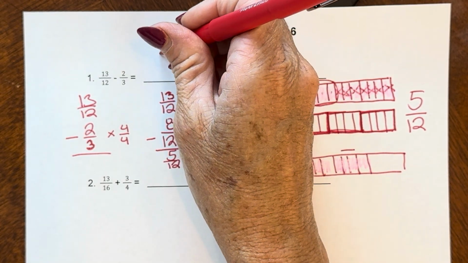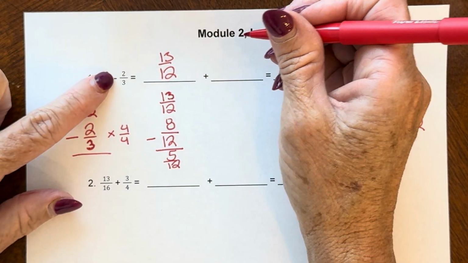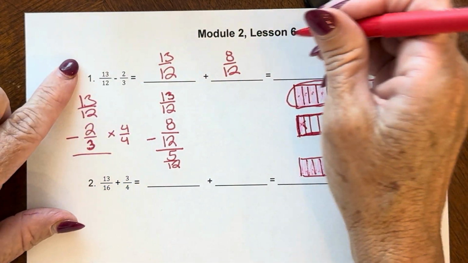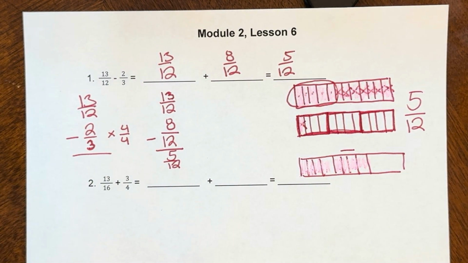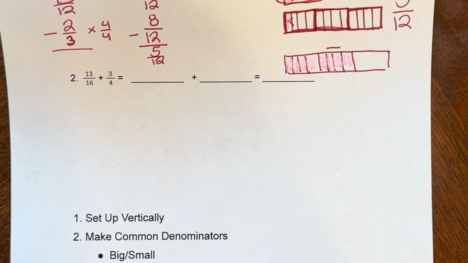So I could say I left the 13 alone, and I changed my 2/3 to 8/12, and my answer was 5/12. Okay, let's look at another one of these. This is an addition problem. Now it says I have 13/16 and they want me to add 3/4.